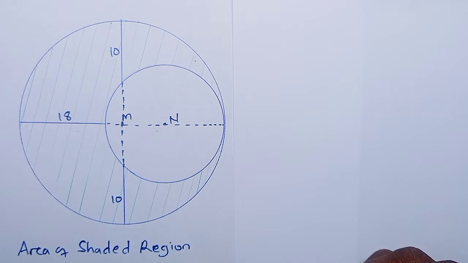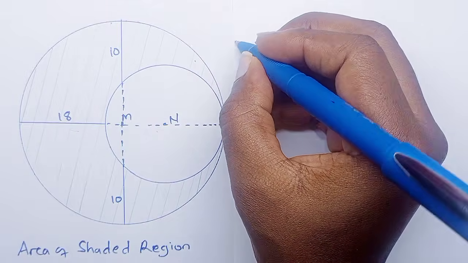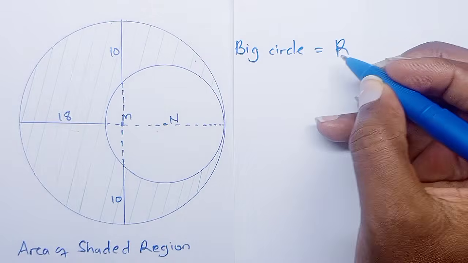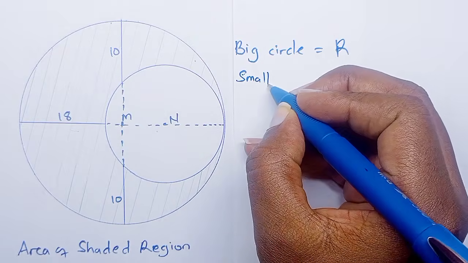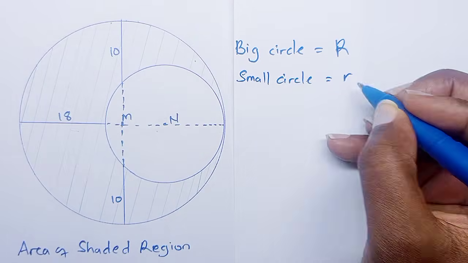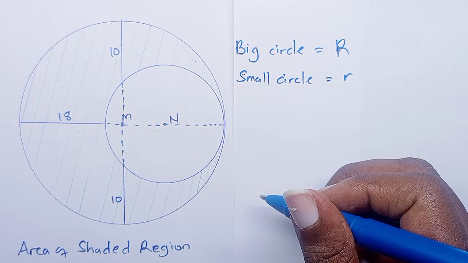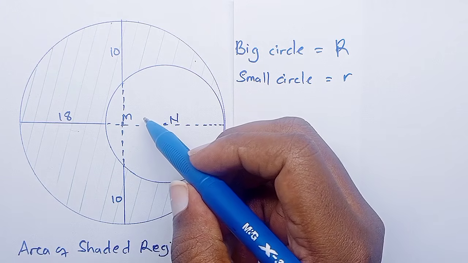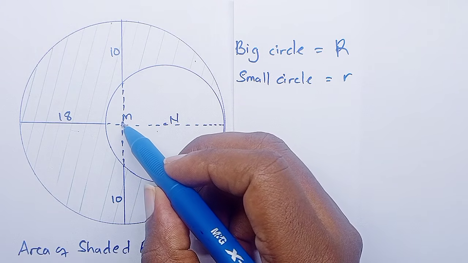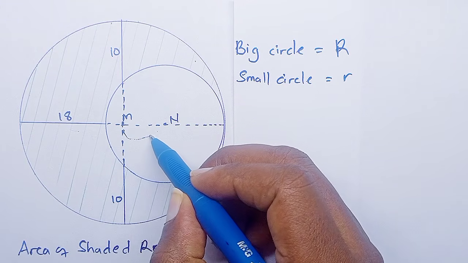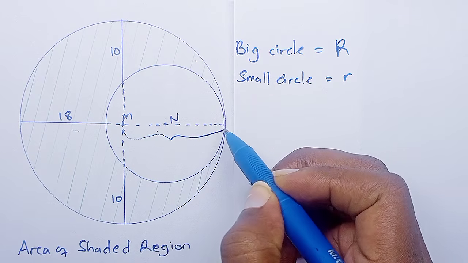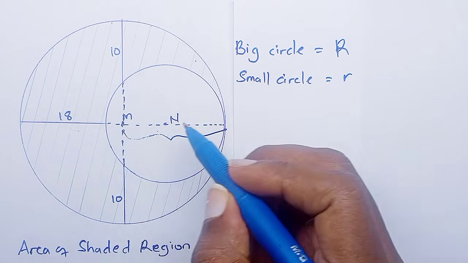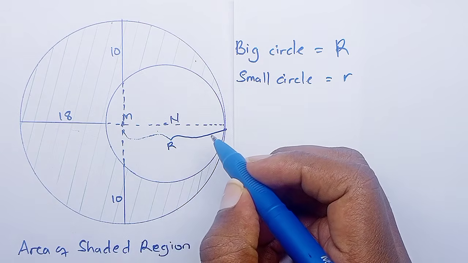Now let the radius of the big circle be capital R, and let the radius of the small circle be small r. Now, from this point all the way to the end, it is the radius of the big circle. As you can see, this is the center of the big circle. So from here to here is capital R.